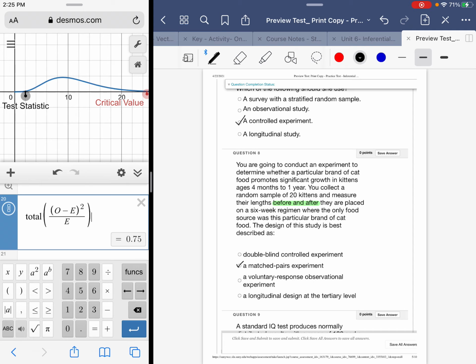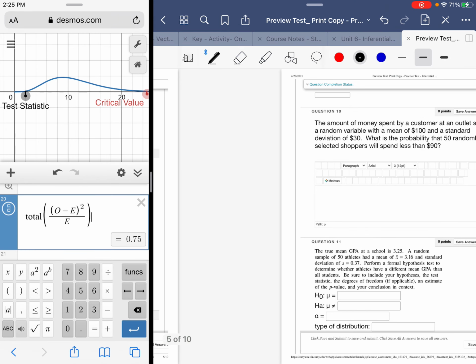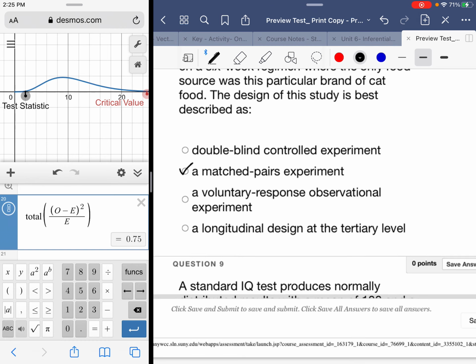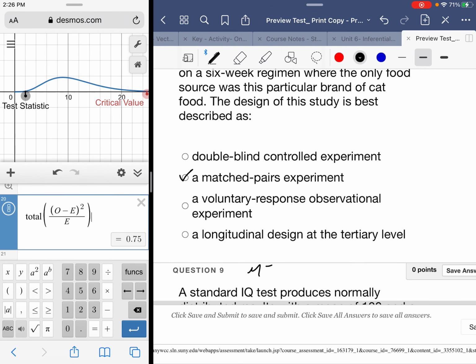All right. So number 9, a standard IQ test. Now, we have to do some computation here. A standard IQ test produces normally distributed results with a mean of 100 and a standard deviation of 15. What proportion of the population has an IQ greater than 130? All right, so they're telling us that mu is equal to 100 and sigma is equal to 15, because it's for a population.